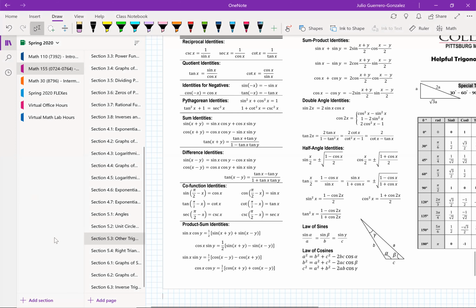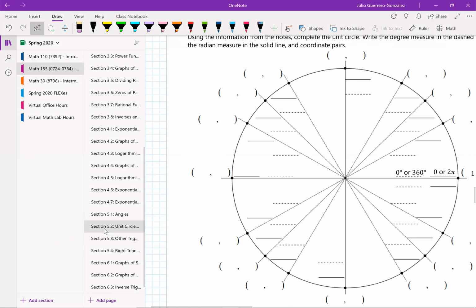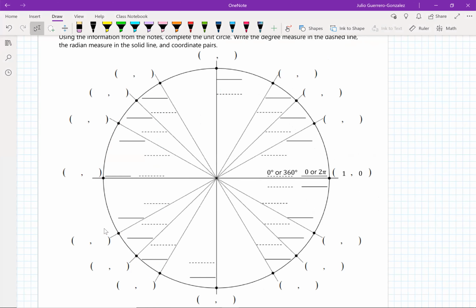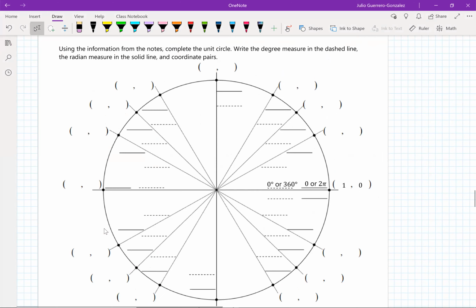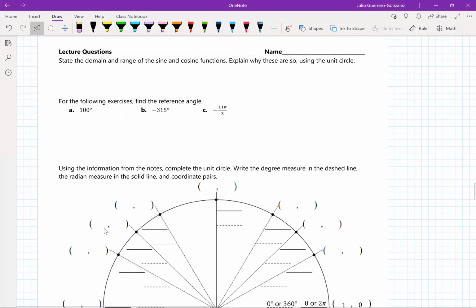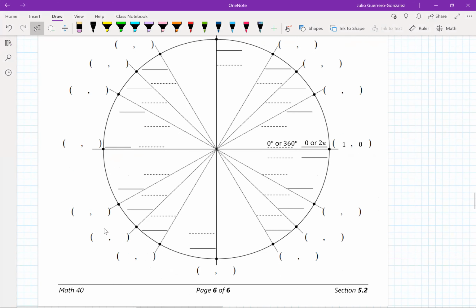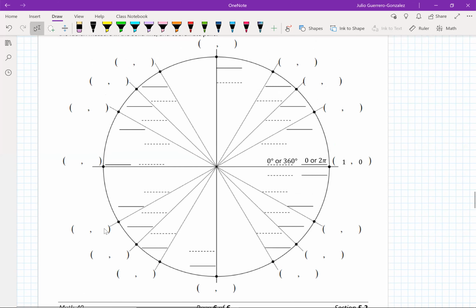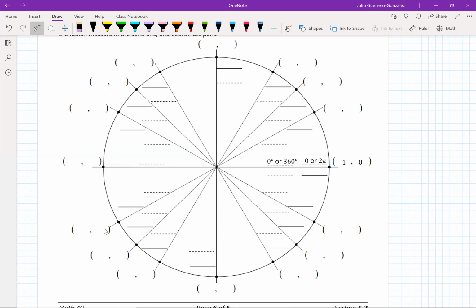All right. In the interest of time, I want to get started on 5.3. But before I do, I know this is basically giving you guys the answers to the lecture questions, and I'm okay with it for 5.2. But what I still want everybody to do is understand why the numbers that you get for the unit circle are the numbers that you get.